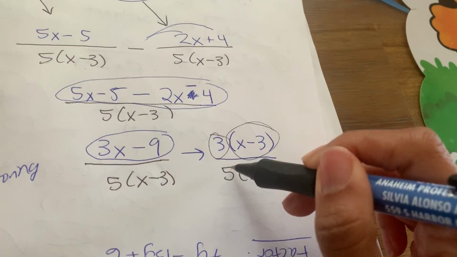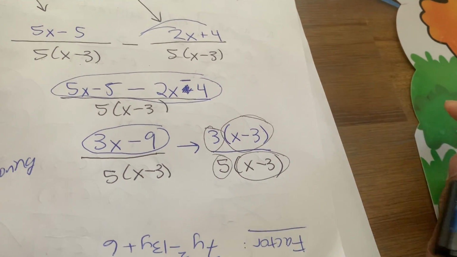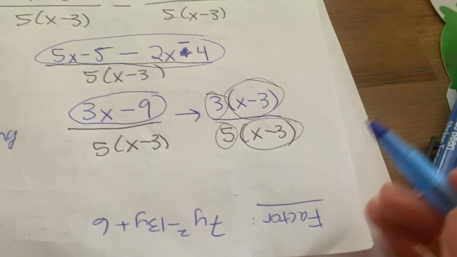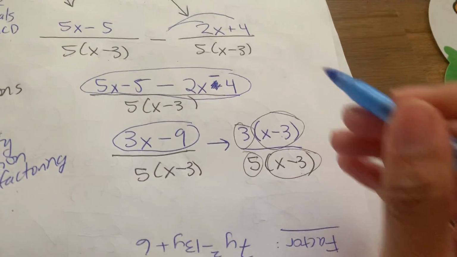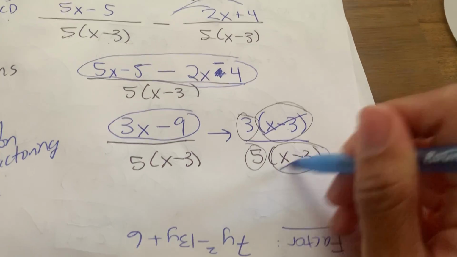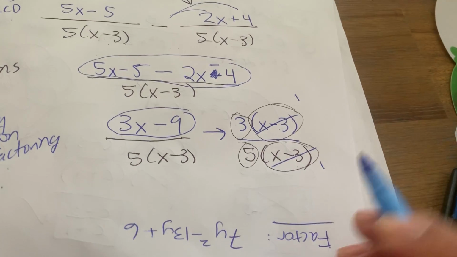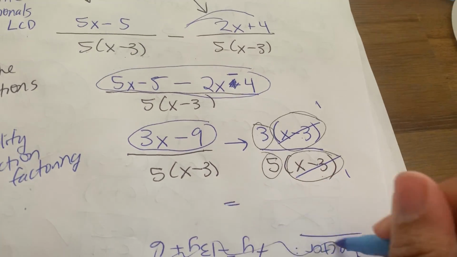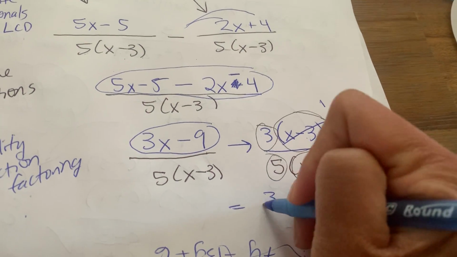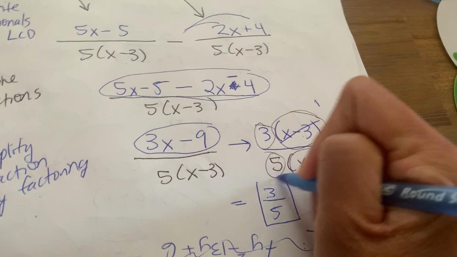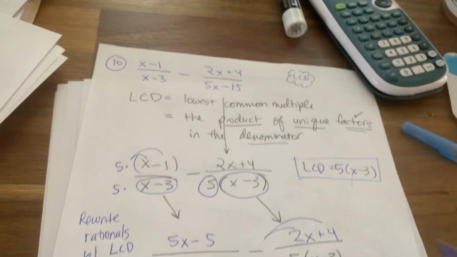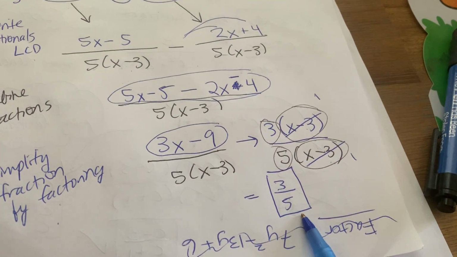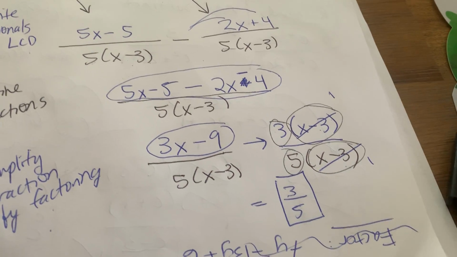Factor, factor, factor. Are there any common factors in this answer? x minus 3, x minus 3. x minus 3 divided by x minus 3 will just give me 1. So therefore, my answer is 3 over 5. Isn't that beautiful? Something that started off so messy becomes so pretty at the end. Hence the beauty of math.